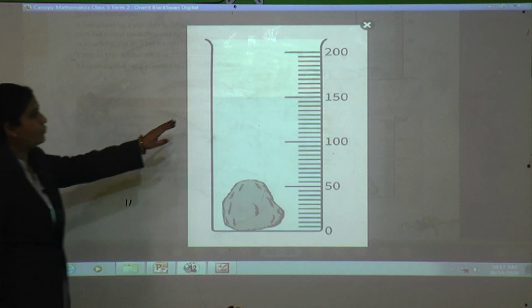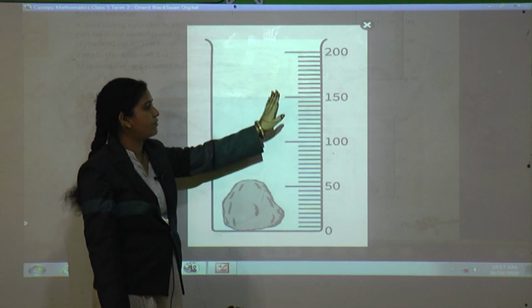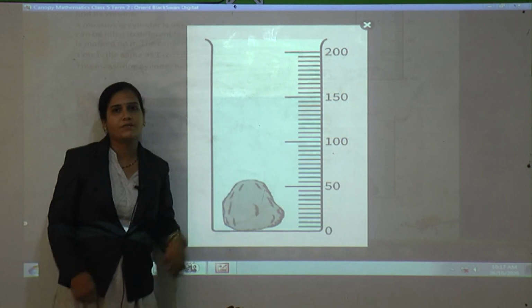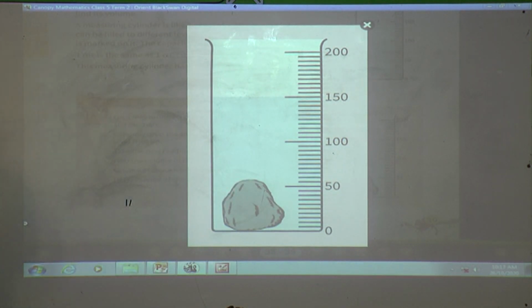Here the new reading is 150 ml. So just 150 minus 100, you will get the volume of the stone, that means 50 cubic centimeter. Now in this way we have completed the revision of the second lesson. Now we will see the next lesson, money.